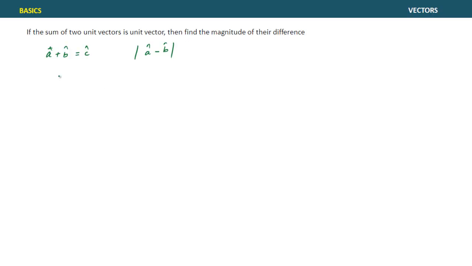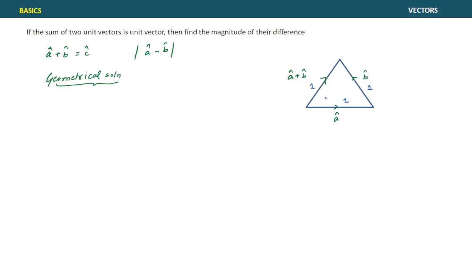Okay, so I'll try to use geometry here. You can actually solve this by squaring and using these properties, but let me tell you a geometrical solution, which I find very interesting. Let's construct a diagram with a triangle, where this is a cap vector, this is b cap vector, and this will be their resultant, that is a cap plus b cap, right? Now what is given is that the magnitude of all three vectors is 1. So this is of length 1, this is of length 1, and the resultant is also of length 1. That means this becomes an equilateral triangle, right?